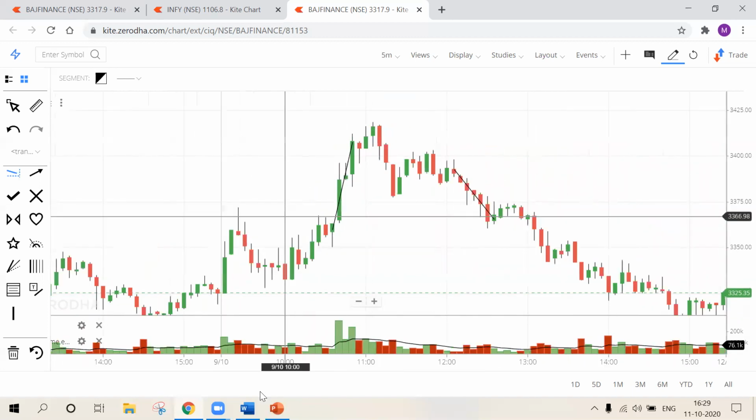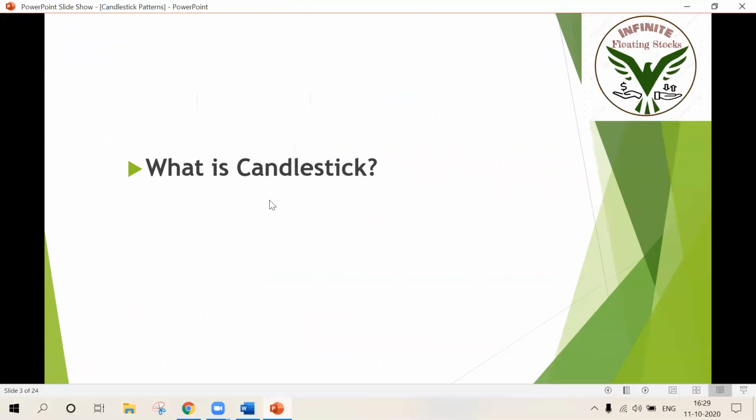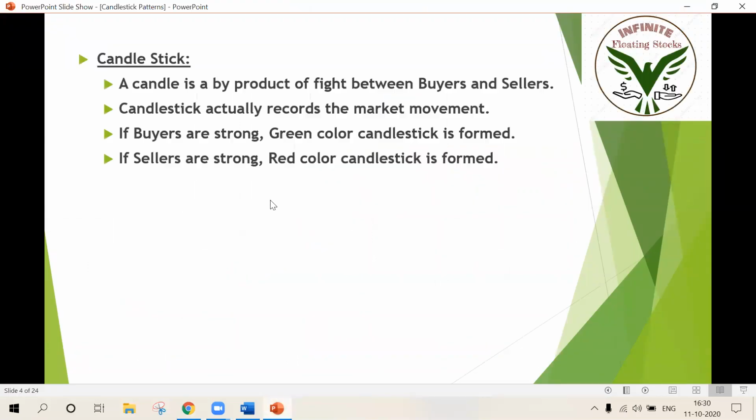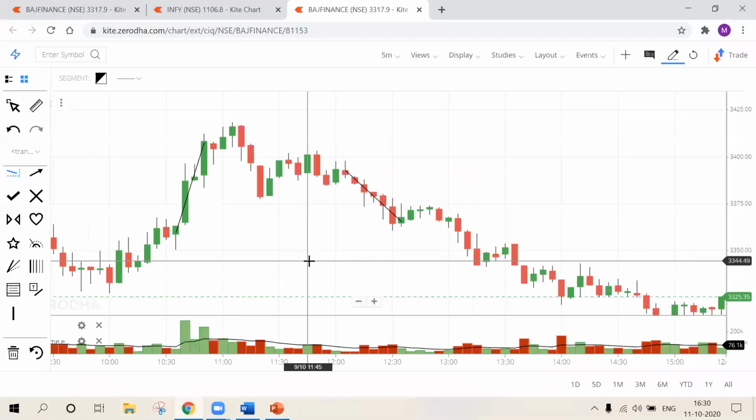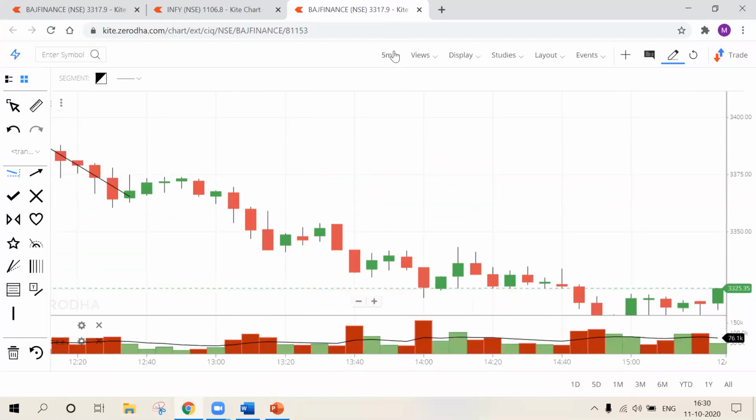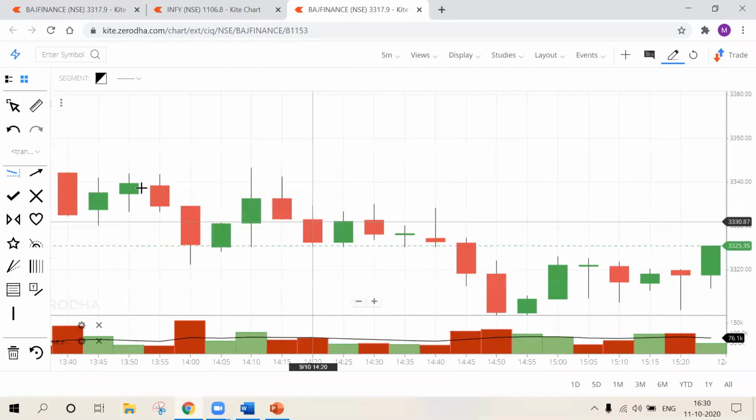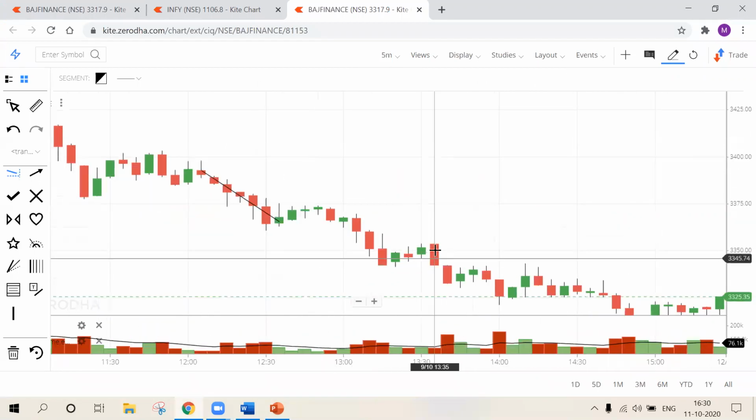All right, let's get on to the definition. That's how the candlestick looks. Candlestick is a byproduct of the fight between buyers and sellers. I repeat, this is very important. When I say it is a fight between buyers and sellers, that means when I select the time frame as 5 minutes, during these 5 minutes, more number of sellers came to the market. So it's red color. There is no fight because the whole color of the candle is red.